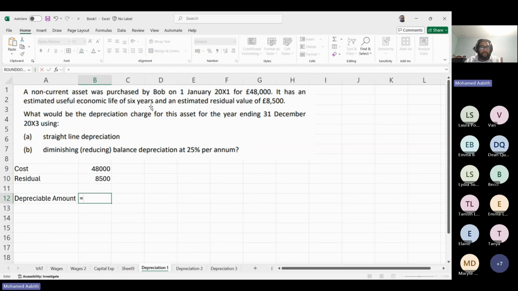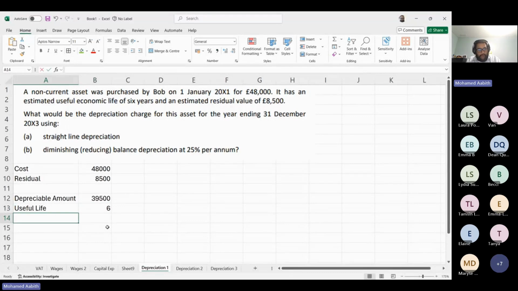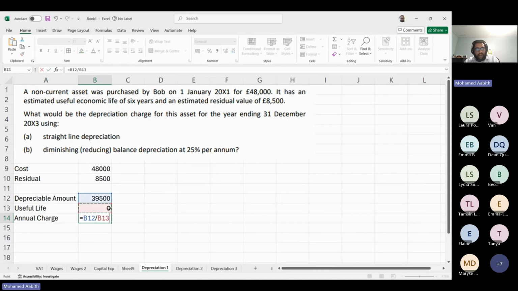So for that, the depreciable amount is cost minus residual value. The useful life is 6 years. Therefore, the annual charge is going to be that amount divided by 6, which is going to be 6,593.33 pounds. Let me do it to 3 decimals. So this is the charge I'll be charging every year on this asset.